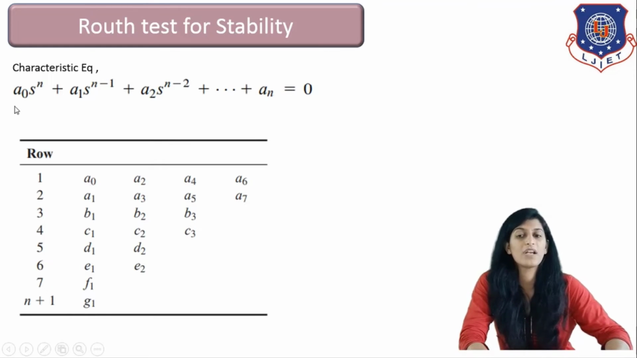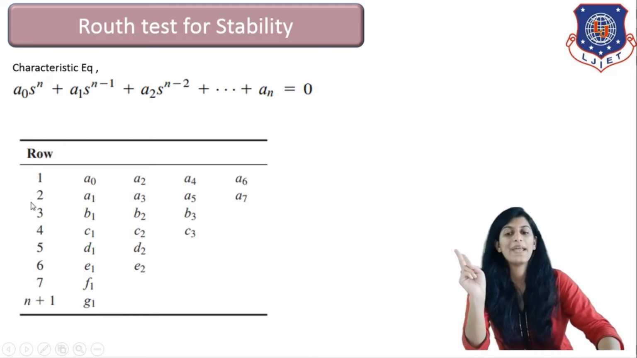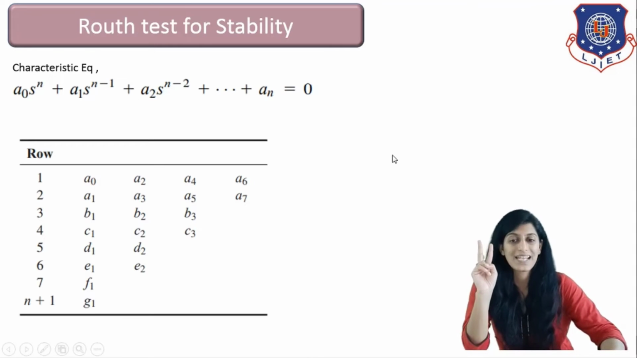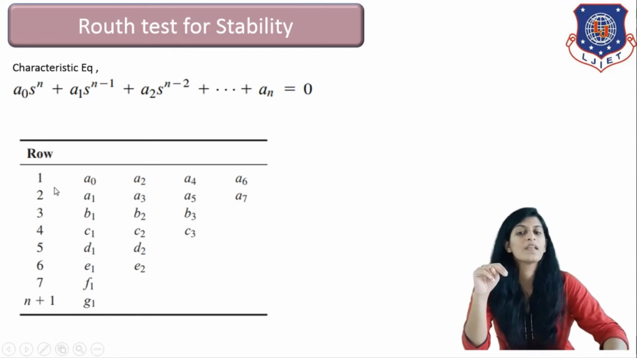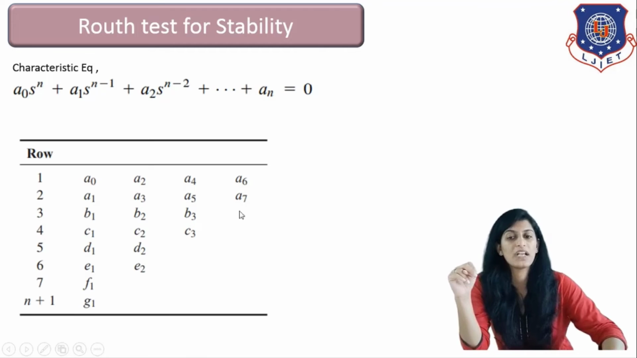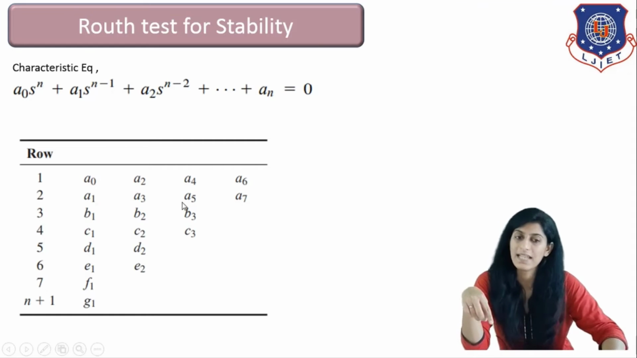In the first row there will be the odd elements, and in the second row there will be the even elements. From this equation we make this table, where the first row will have odd elements and the second row will have even elements. The first element, constant A0, then A2, A4 and so on will be present in our first row, and A1, A3 and so on will be in the second row. I am talking about position: odd position elements will be in the first row, even position elements will be in the second row.